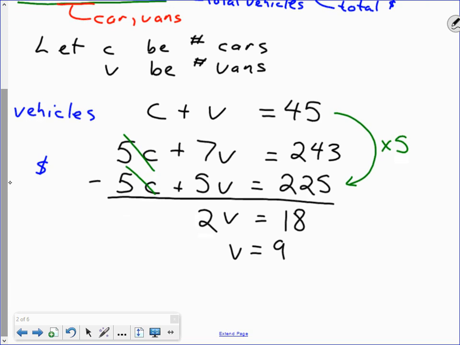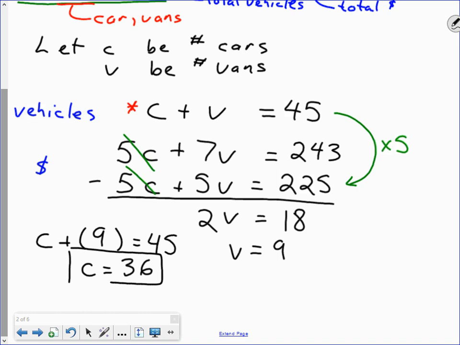Now we have to go back and figure out the number of cars. Easiest to do that using this equation right here. So I'm going to bring that down over here. I know that c plus v is equal to 45. If v is 9, I know that c has to be 45 minus 9. 45 minus 9 is 36. So there we go. I've got my value for c, and I got my value for v.